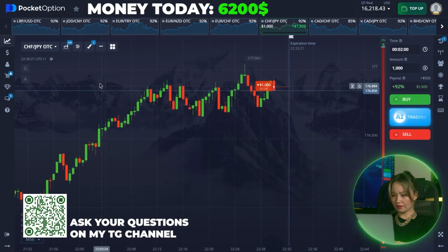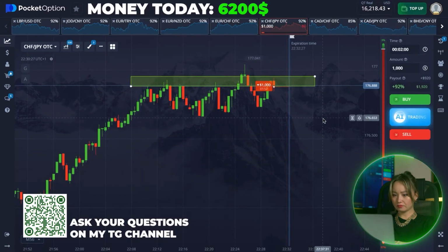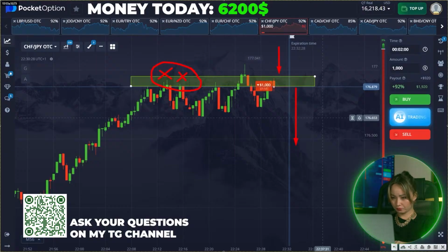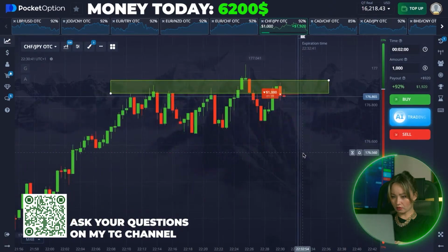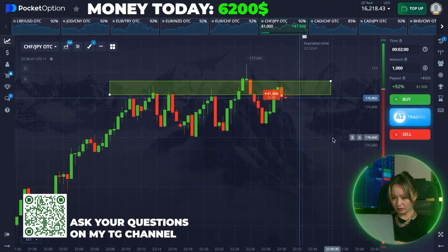Yes, I think I found the right one. We go down. We see a resistance level. The price approached it once, twice, and 2 more times. And now we've approached it again. We can expect the price to drop here and we are waiting. Okay, let's look closer. I see small movement.